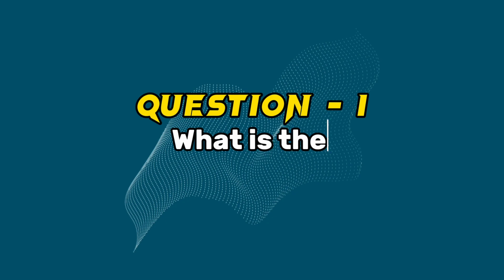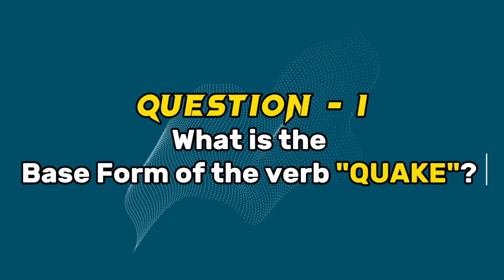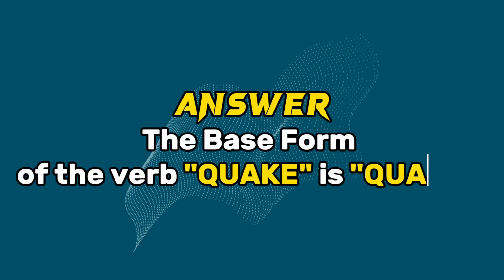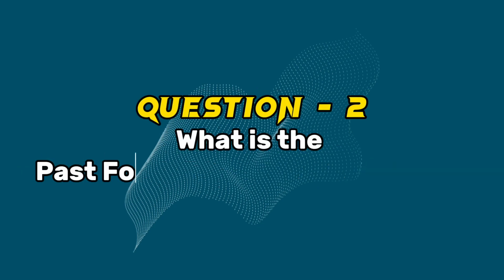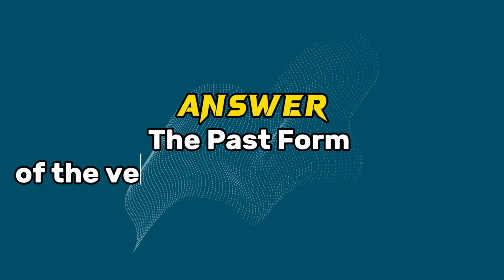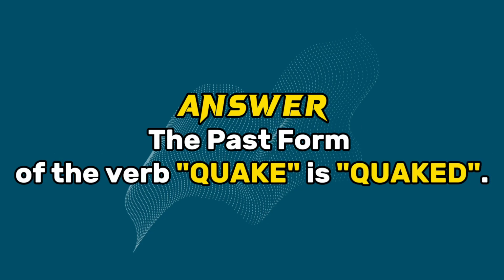Question 1. What is the base form of the verb quake? Answer. The base form of the verb quake is quake. Question 2. What is the past form of the verb quake? Answer. The past form of the verb quake is quaked.